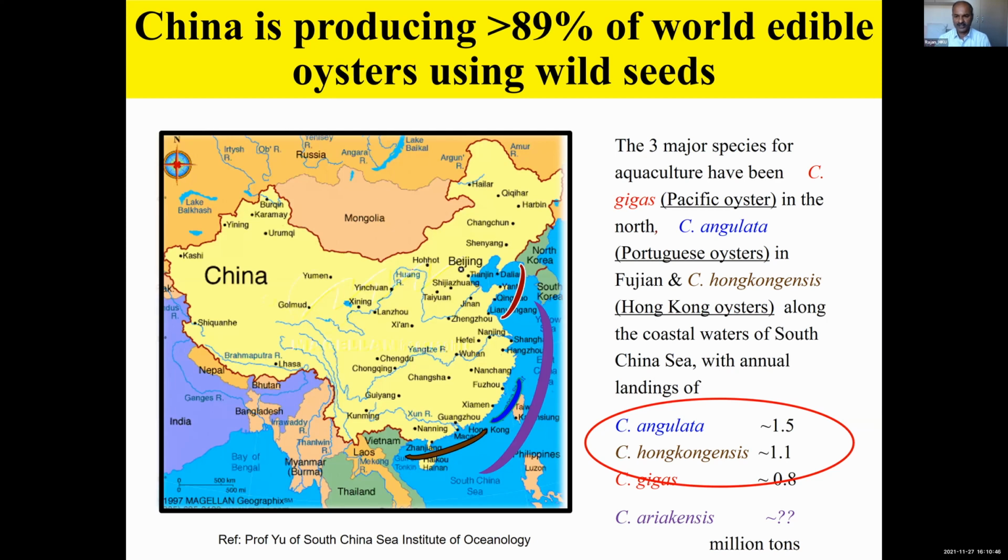So oyster aquaculture is no doubt the number one seafood in this region, in terms of many things. And I think many of you know, or if not, this would be interesting information to all of you: oysters are cultivated around the world, and over 80% of aquaculture oysters come from China, which is huge.